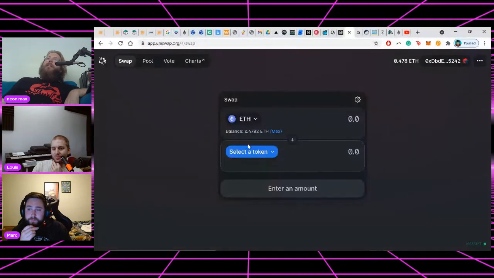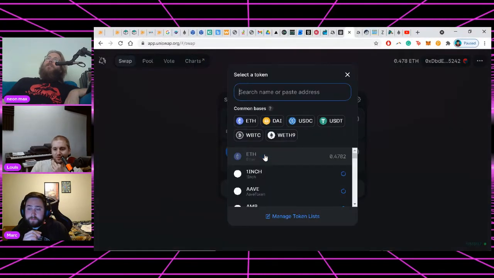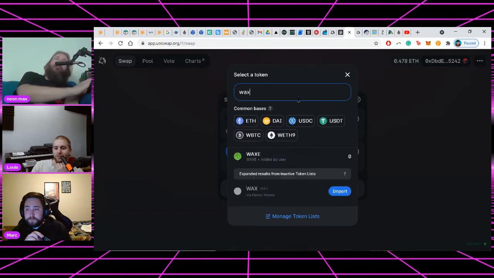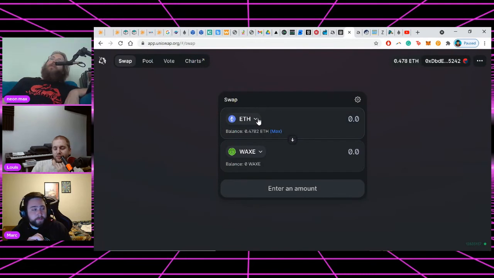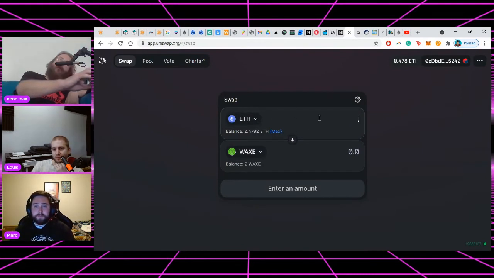Connect with MetaMask, and then you can choose Wax E. Let's see. Wax E, there it is. And then you can use whatever you have in your MetaMask wallet. So I have Ethereum right here. So I could be like, give me 4.1 Ethereum.